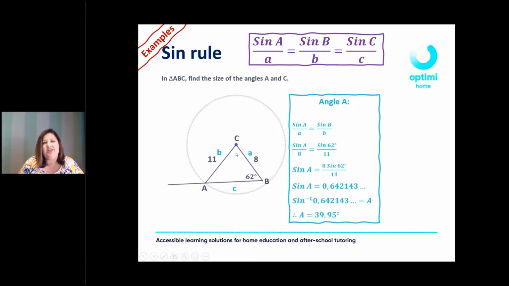And now you need to think of Euclidean geometry. What do you know about the interior angles of a triangle? You know that the interior angles of a triangle add up to 180 degrees, right? So you will say 180 degrees minus my angle B, which is 62 degrees, minus my angle A, which is 39.95. And that means that your angle C will be 78.05 degrees. Sorry, there should be a degree sign over there.